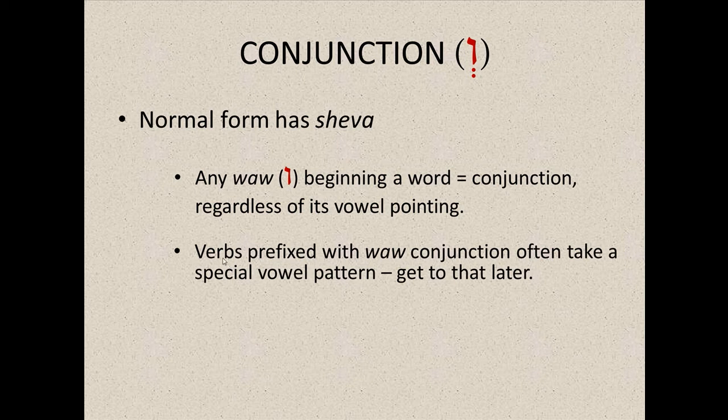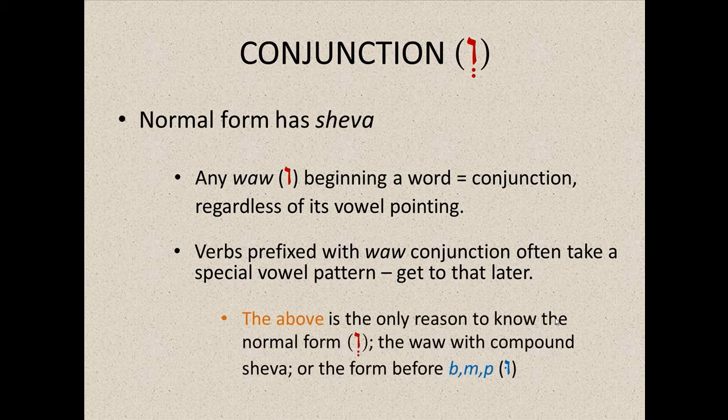Verbs, again, you have to know your vocabulary. Verbs prefixed with vav conjunction often take a special vowel pattern. Now, he didn't give you that in this chapter yet. He's going to give it to you in a later chapter, but I'm just telling you that when you see a vav at the beginning of any word, you know it's a conjunction. But when that word happens to be a verb, then you're going to have to pay attention to how it's pointed. And in a future chapter, you'll understand why. But I'm just sort of giving that little bit of information ahead of you now. Be able to distinguish from your vocabulary verbs and nouns.